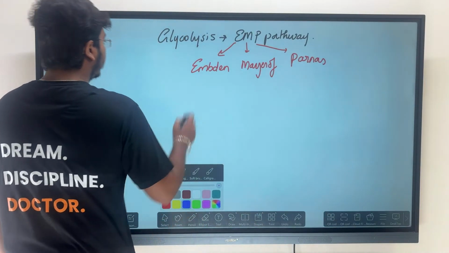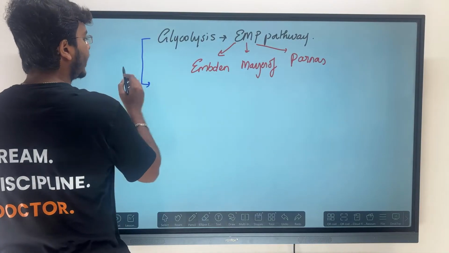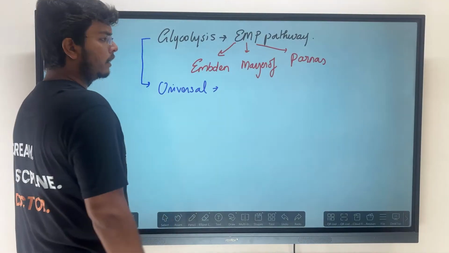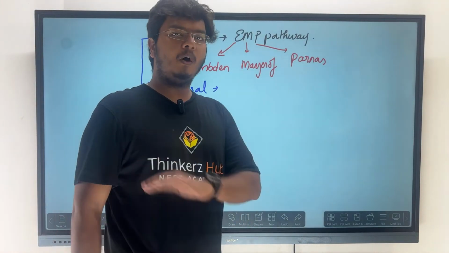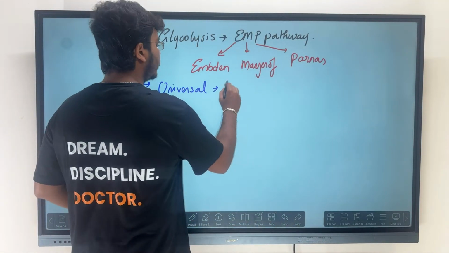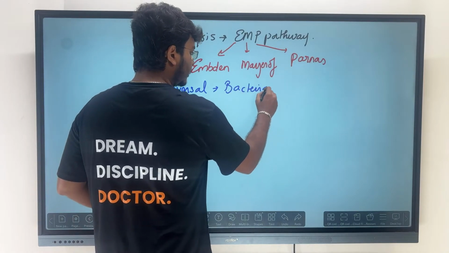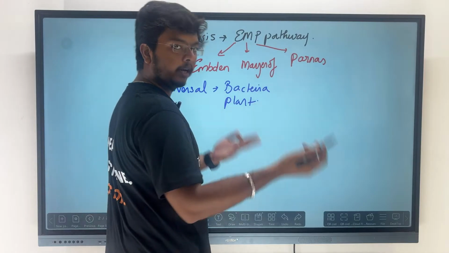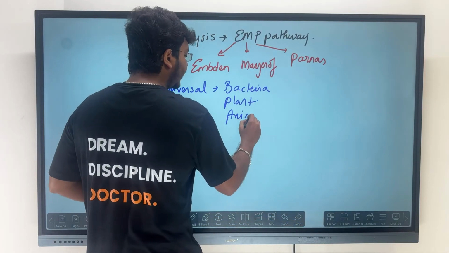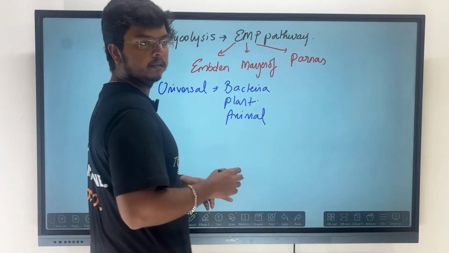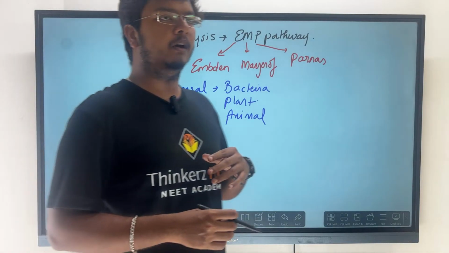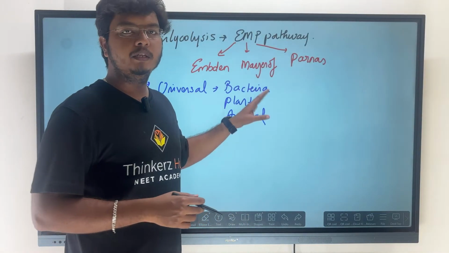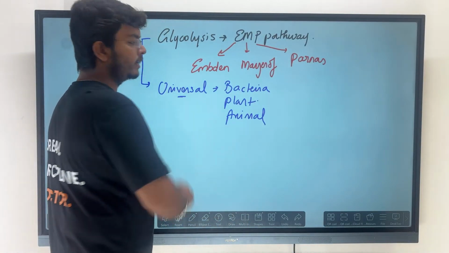And next thing, we need to understand this. Glycolysis is universal. What does it mean? Glycolysis happens in all organisms, right? If I talk about bacteria, yes, they undergo glycolysis. If I talk about a plant, yes, they undergo glycolysis. If I talk about an animal, yes, they also undergo glycolysis. Any organism you list will undergo this process, so I call it universal.